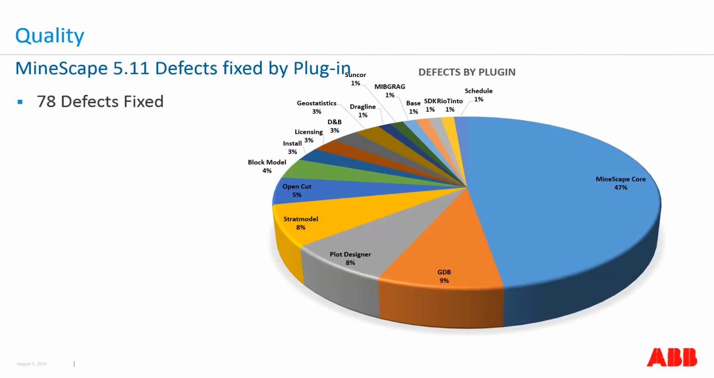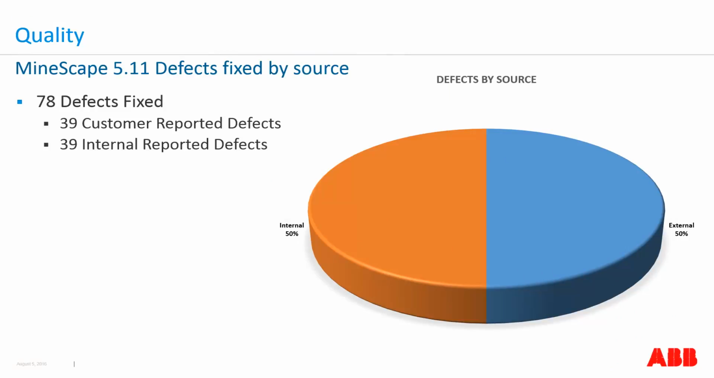Next I want to talk to you about MineScape quality. Just a little background on MineScape 5.11 defects that we've tackled. We've tackled 78 defects that are fixed in this version. 47% of those are MineScape core bug fixes, followed by GDB, Plot Designer, and Stratmodel, which are all roughly about the same amount of defects fixed. Then Open Cut, Block Model, some installation and licensing things, and so on down the line. Out of those 78 defects, about 39 are customer reported and 39 are internally reported.